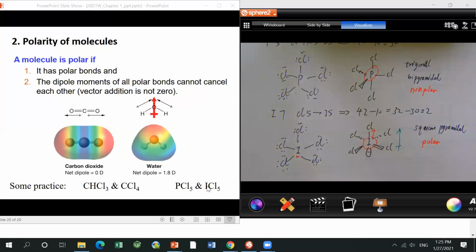So make sure you do it stepwise. First get the right Lewis structures, and then predict the molecular shapes, and then predict the molecular polarity, what the dipole moment and its direction are. We will do a little bit of practice in the discussion tomorrow.